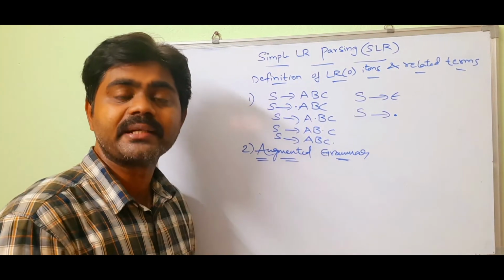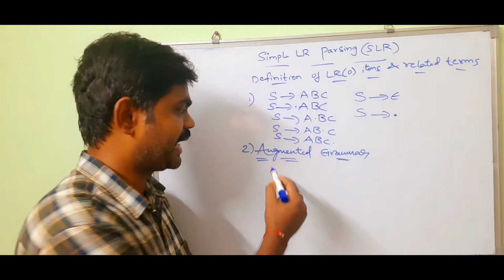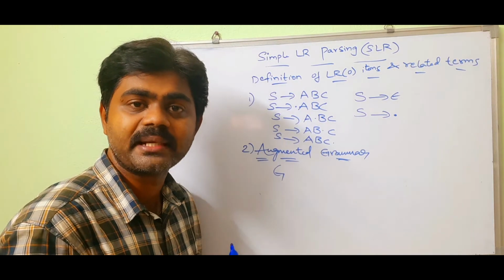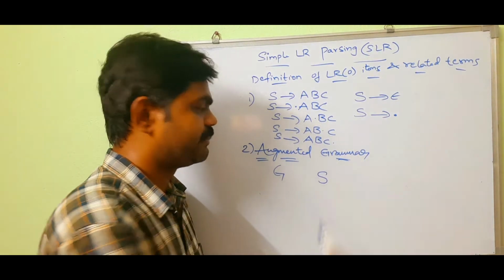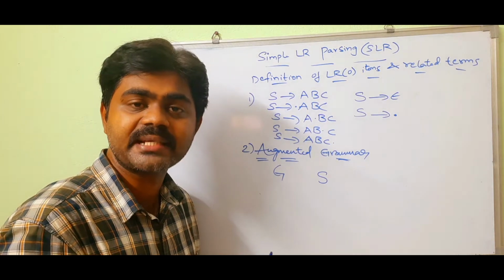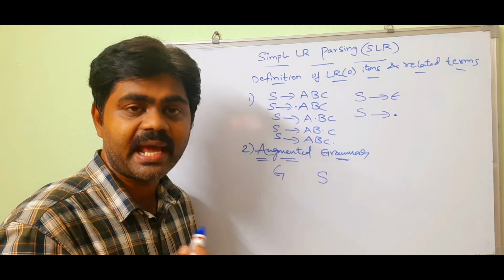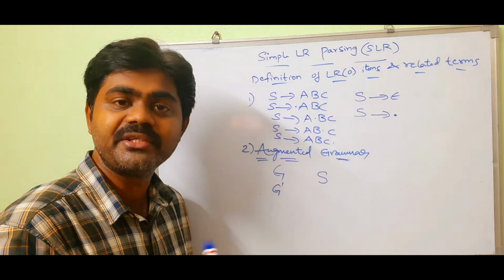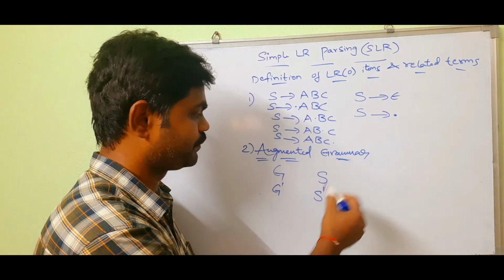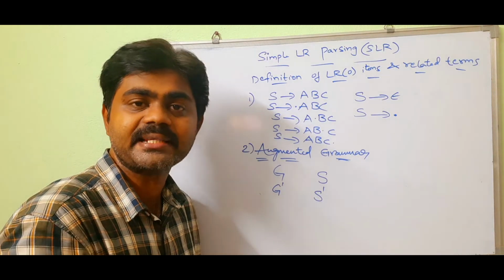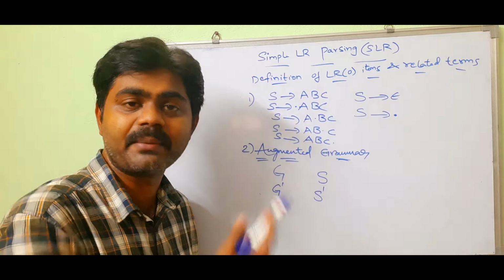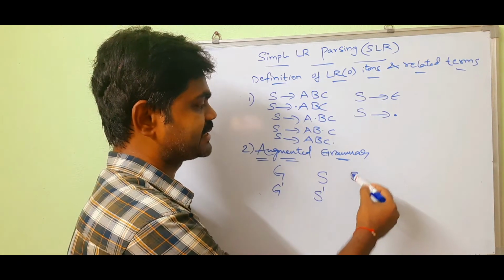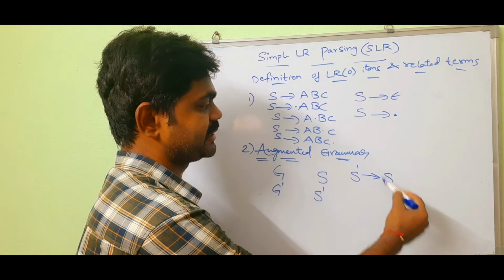Okay, so what is augmented grammar? If my grammar is G and that grammar has a starting symbol capital S, and I generate a new grammar that is G dash with a new starting symbol that is S dash, then S dash tends to S is a new production of the grammar.